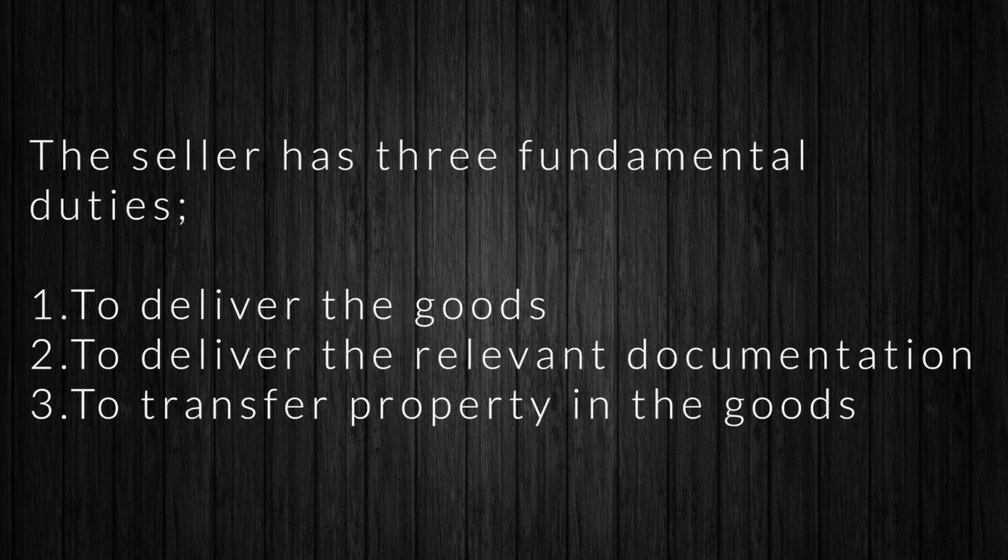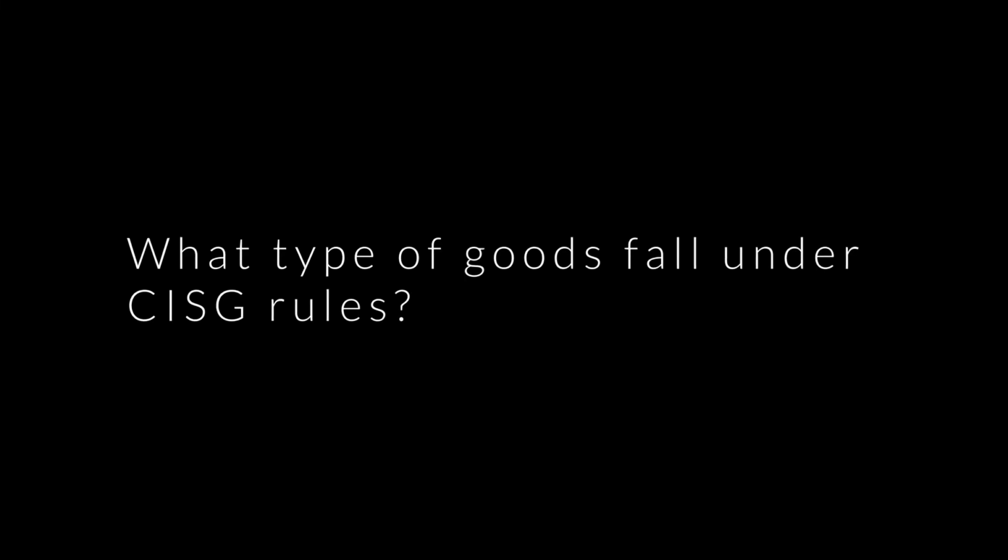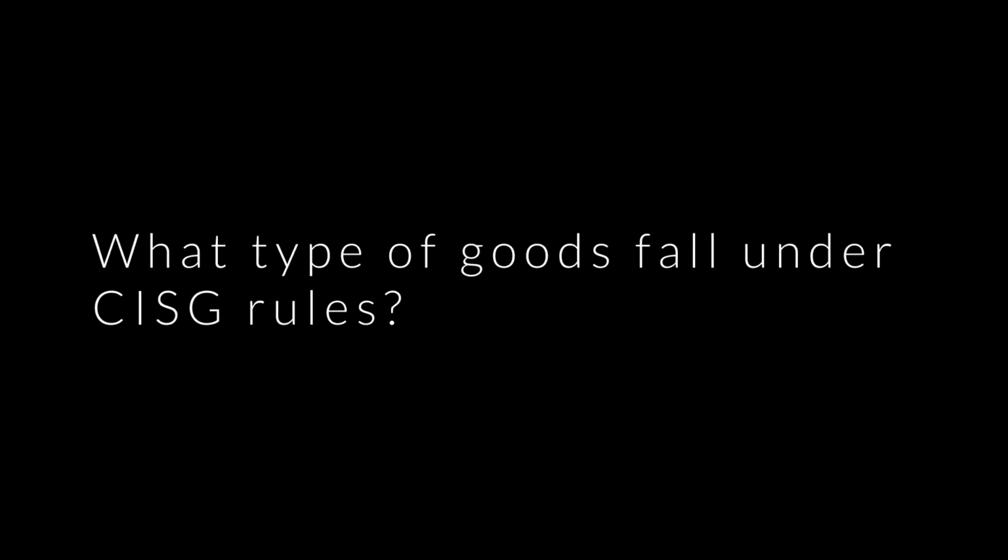Now, if the parties decide to go with the contract for international sale of goods, then they will accept certain obligations. We're talking about things like the seller has three fundamental duties. That is to deliver the goods, to deliver the relevant documentation, as well as to transfer property in the goods. The buyer has two duties, which is to pay the price expressed in the contract of sale, as well as to take delivery according to the terms of the contract of sale. What type of goods fall under contracts of international sale of goods rules?